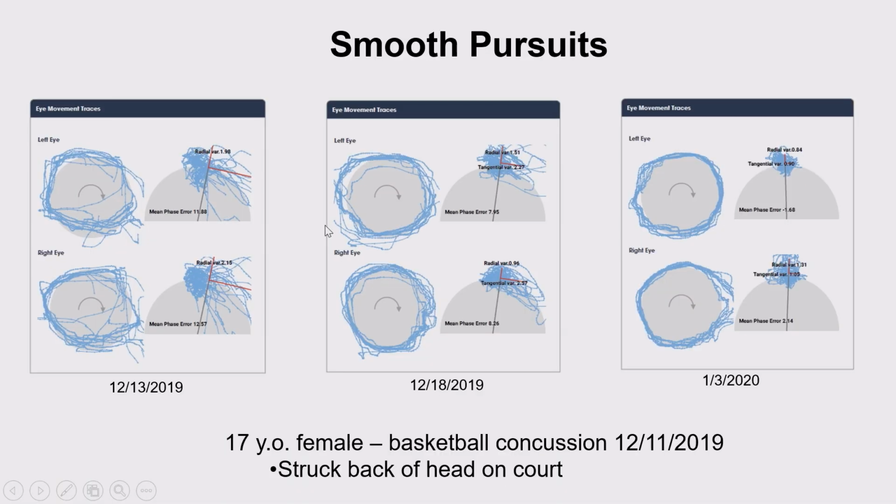And when we do that, I want to give you a quick example. This was a 17-year-old female basketball player that was knocked down and hit her head on the court. And she had very, very significant ocular motor deficits. You can see about 2 days after the concussion, when I saw her, in the first panel on the left, her saccades and her pursuits of just following a red dot in a clockwise fashion. You can see how abnormal her tracking was in both eyes.